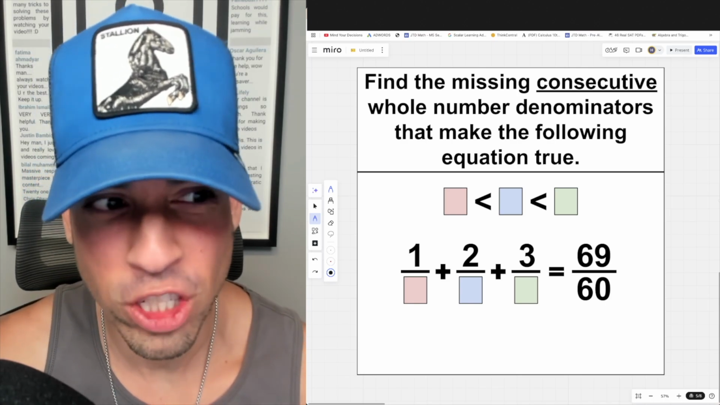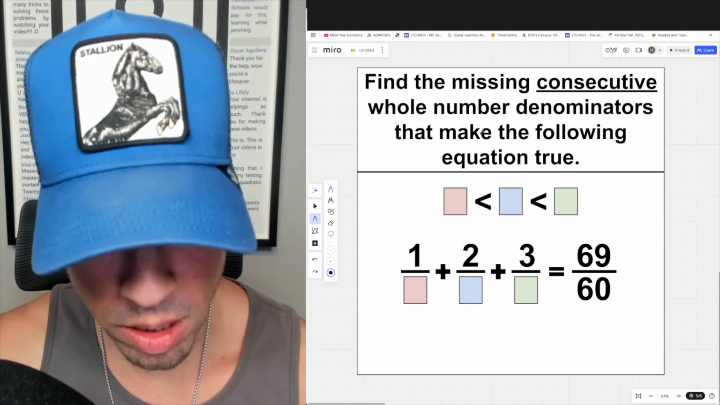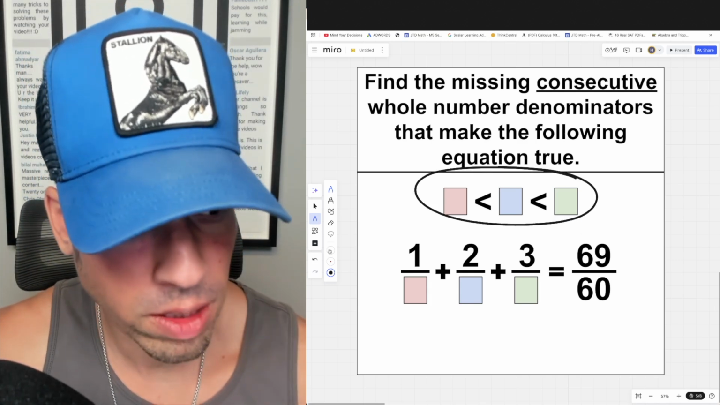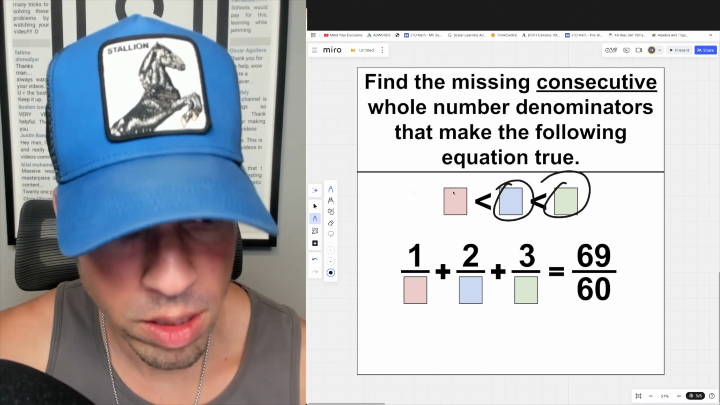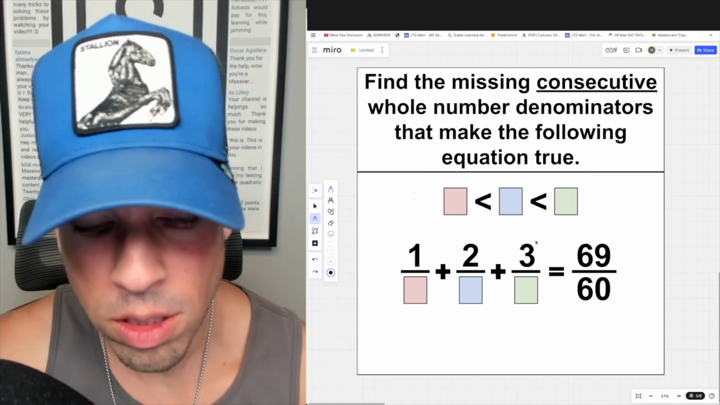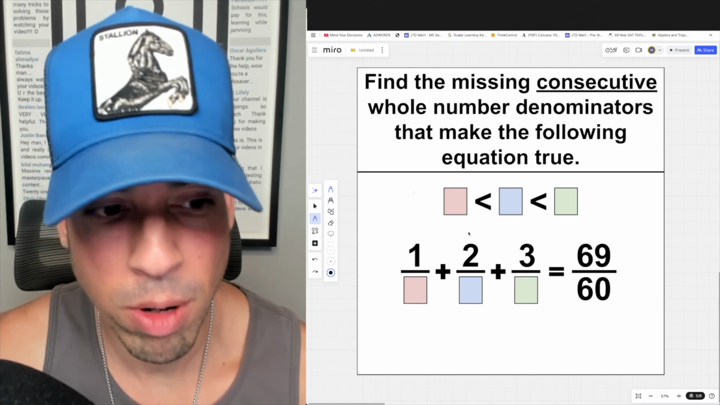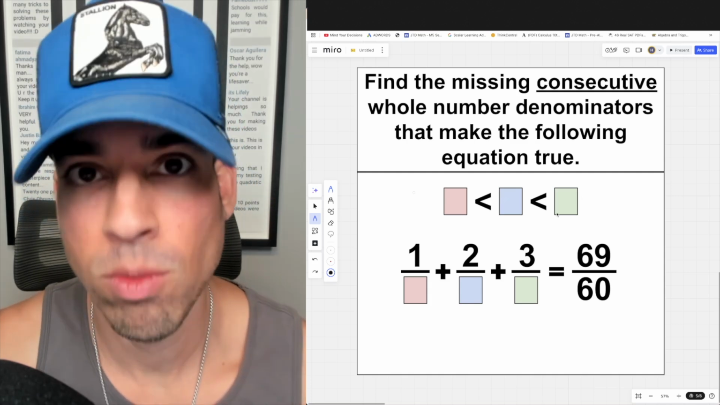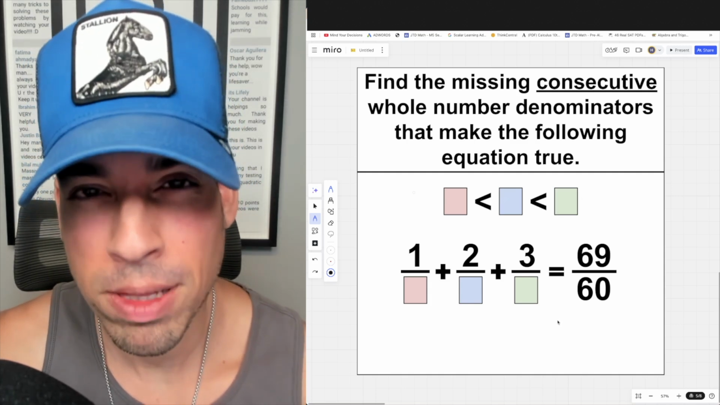In this one, the question is as follows. Find the missing consecutive whole number denominators that make the following equation true. So, of course, we have this given inequality at the top, which just says that green is the biggest, blue is the middle, and red is the smallest. And again, consecutive means they are one after another, one apart. So, for example, it could be 23, 24, 25, etc. Hit that pause button and see if you can figure it out. When you're ready, hit play and I'll give you the explanation.